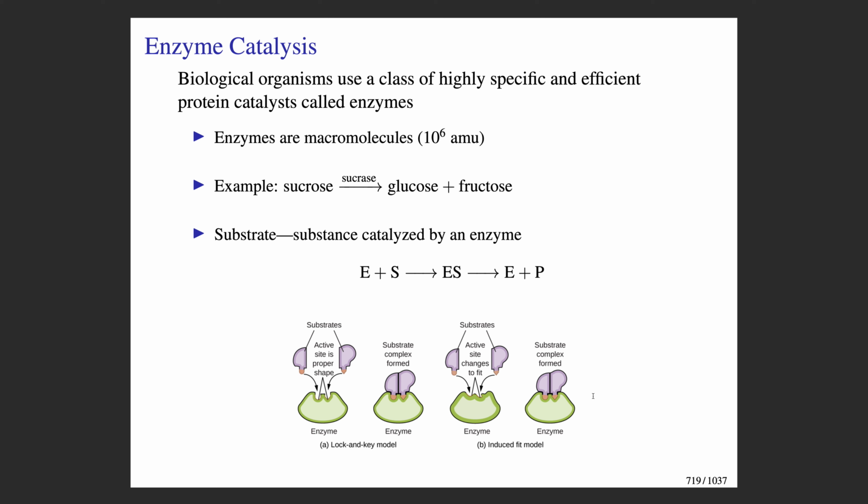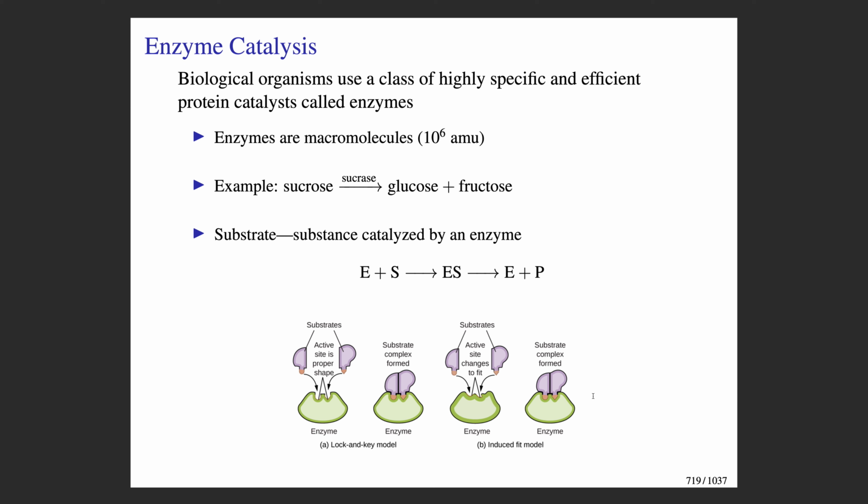Finally, enzyme catalysis. These are Mother Nature's catalysts. Biological organisms use very specific and very efficient protein catalysts called enzymes. Enzymes are very large molecules with molar masses greater than 10 to the 6th sometimes. They don't have to be that big, but they can be. And each of these enzymes has a specific purpose. So the enzyme sucrase is tasked to decompose sucrose into glucose and fructose. That's its sole purpose. And it's very efficient at doing so.